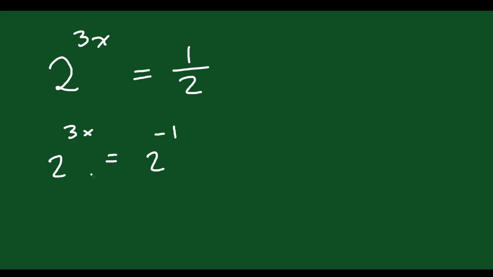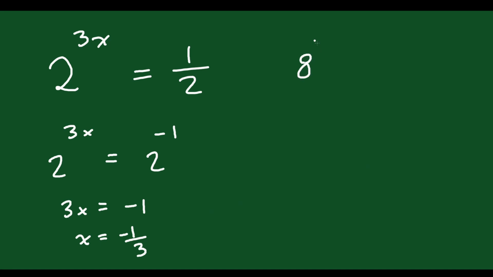Okay, with this in mind, if 2 to the 3x equals 2 to the negative 1, that must mean that 3x is equal to negative 1, right? You can solve for x in this case, just divide both sides by 3. So x is equal to negative 1/3. Not too bad, right? Let's try another one.